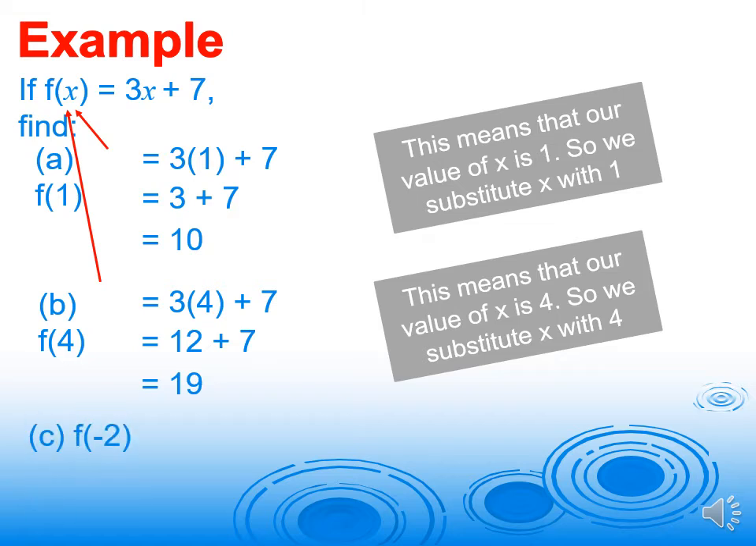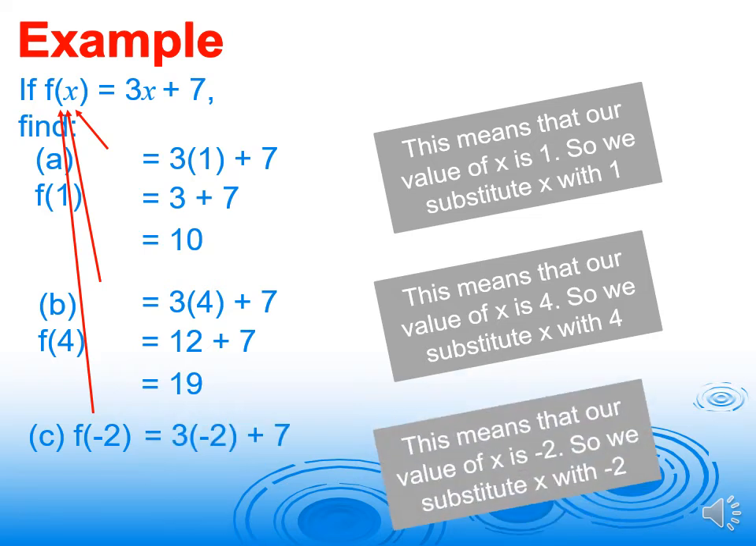f of negative 2. Just because it's a negative doesn't change our process. We're going to replace the x with a negative 2. So you have 3 times negative 2 plus 7, which is negative 6 plus 7, which is 1. So f of x equals 3x plus 7 represents my function in terms of x. f of 1, f of 4, and f of negative 2 are simply finding the x values, which are 1, 4, and negative 2, and getting their y values, which are 10, 19, and 1.